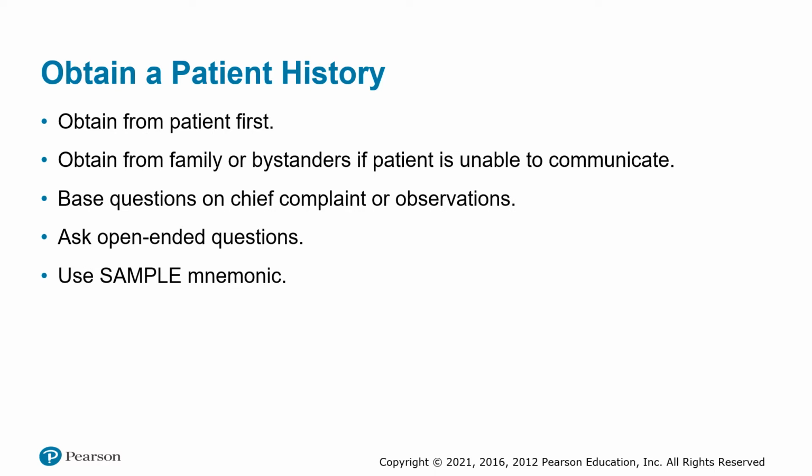When we obtain a patient history, we're going to obtain it from the patient first. And then if the patient is unable to communicate, then we're going to talk to family or bystanders. Sometimes those patients will just defer to their family members because they know more. And then you're going to base your questions on the chief complaint or observation, asking those open-ended questions and more specific questions towards the problem itself. And then use that SAMPLE mnemonic.